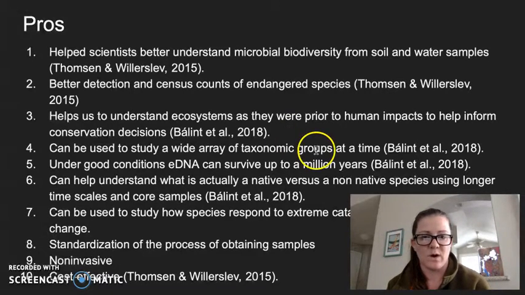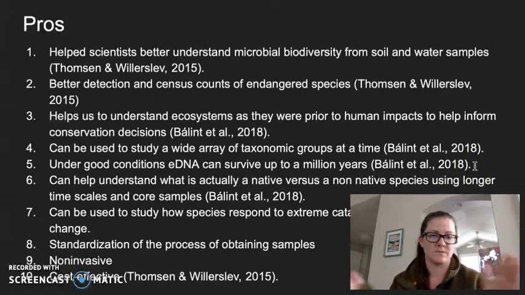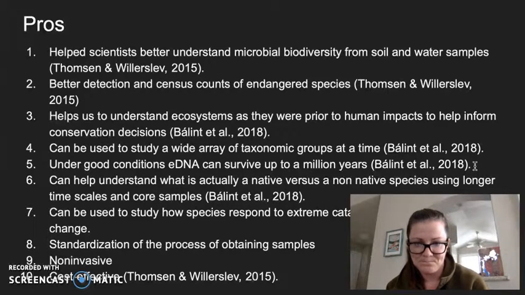It can be used to study a wide array of taxonomic groups at a time, so it's not like only certain species will work for this. It's like everything seems to be working for doing this. Under good conditions, eDNA can survive up to 1 million years. So that's pretty amazing, that you can get a really wide time scale of changes over time. Can help us better understand native versus non-native species.